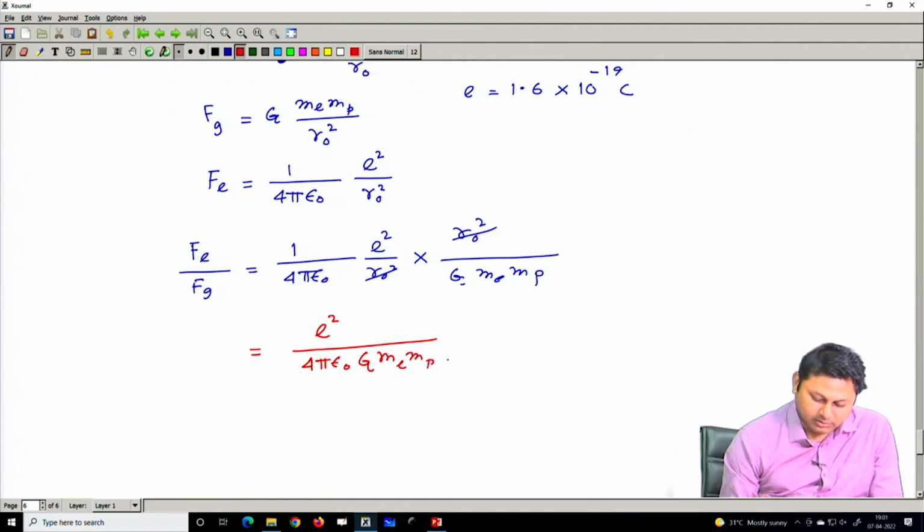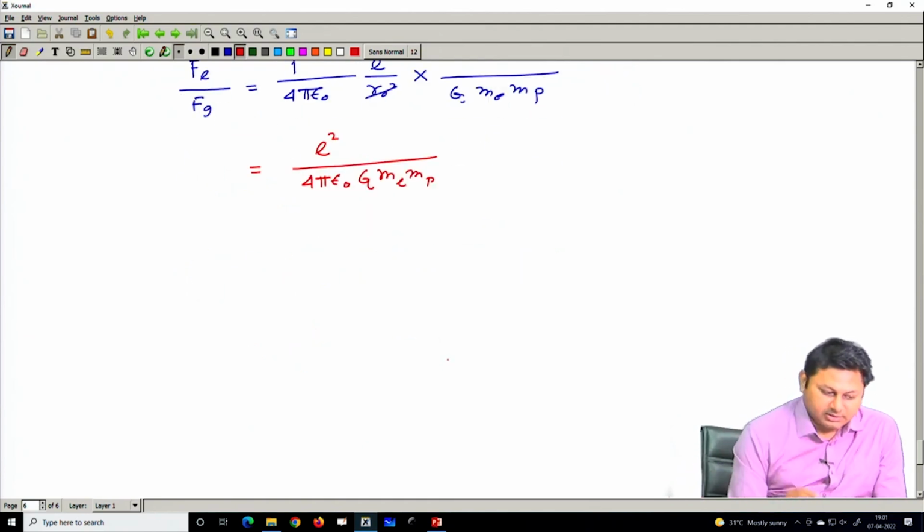All the values are known. If I put all the values, then e I already mentioned. So, Me is around 9 into 10 to the power minus 31 kg.